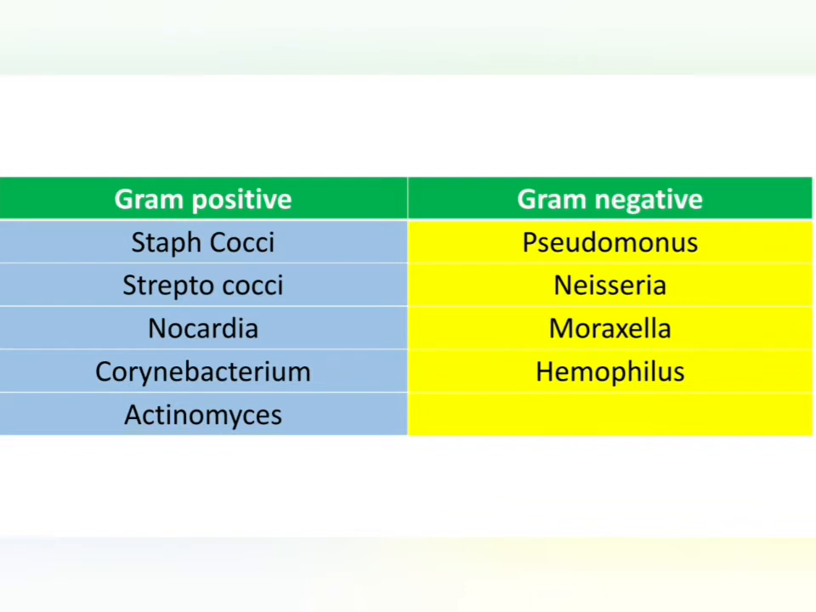As you can see in this list, these are the gram positive bacteria: staphylococcus, streptococcus, nocardia, corynebacterium, etc. And these are the gram negative bacteria: pseudomonas, Neisseria, Moraxella, and haemophilus. If you want, take a screenshot of this picture so that you can memorize this properly.